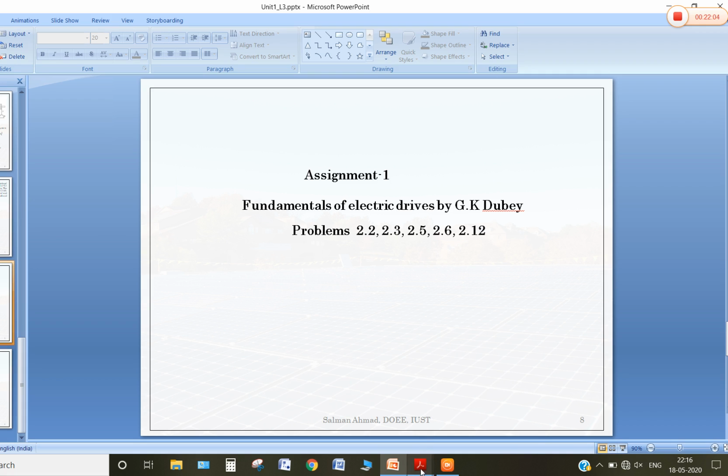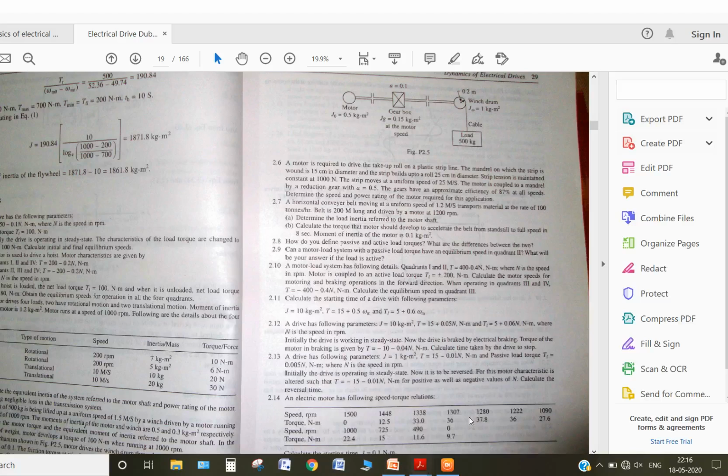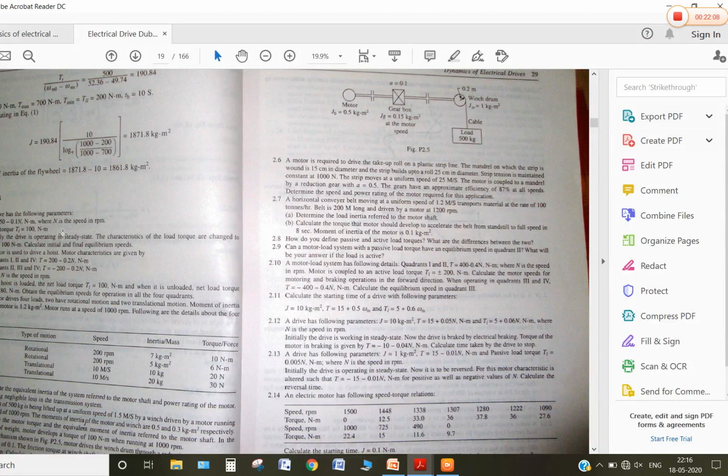If you go to the book that I shared with you, the GK Dubey book, you can see there are a lot of problems given in it. These are very basic problems, so you can solve all of them because they are very important and you may find them in the exams as well. I suggest you go through the solved examples and then solve the unsolved problems. Some problems I have given as an assignment, you have to solve them and submit them to me.